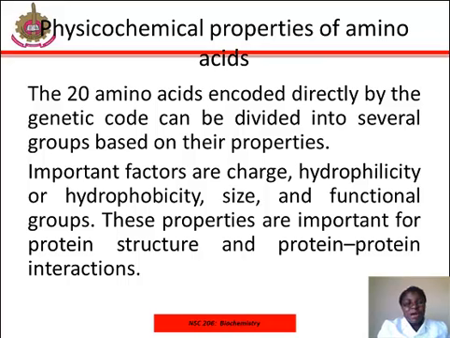What are the physicochemical properties of amino acids? The 20 amino acids encoded directly by the genetic code can be divided into several groups based on their properties. Important factors are charge, hydrophilicity or hydrophobicity, size, and functional groups. These properties are important for protein structure and protein-protein interaction.